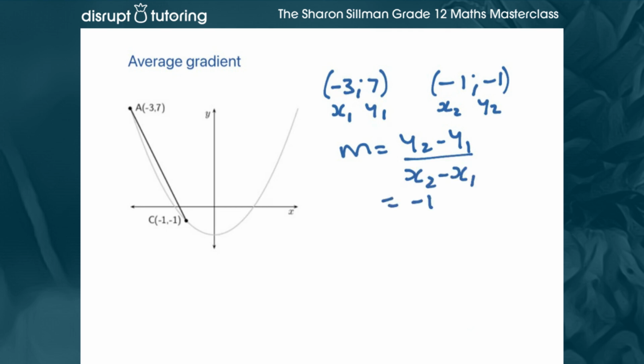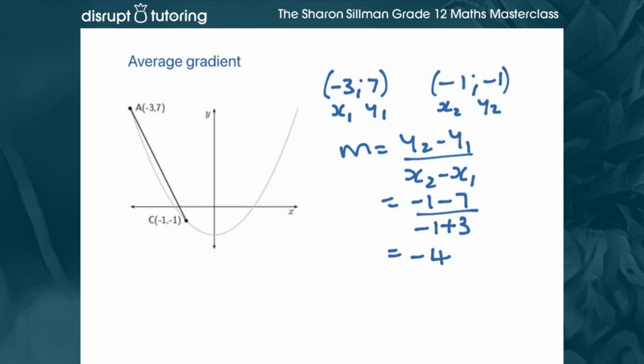We substitute the numbers we have. Be careful here because you are subtracting -3, so you're going to get a plus. And if you calculate that, you should get -4. And the line is sloping down, so that should make sense. So we have a gradient of -4.